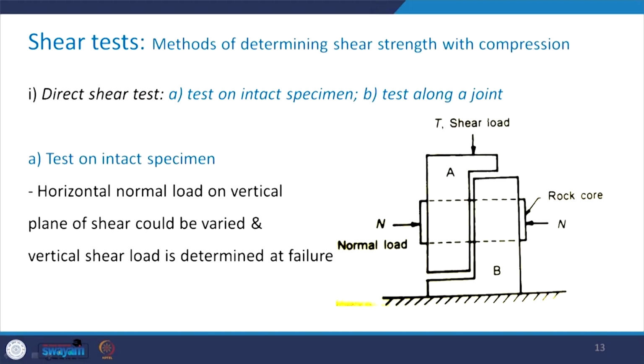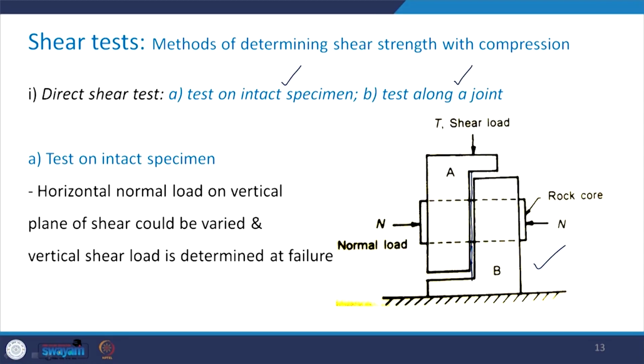Take a look, we have many methods in this. The first one is the direct shear test, and this test can be conducted either on the intact specimen, or along a joint. First we will take the first category, that is, the test on the intact specimen. You can see a line sketch here where the rock core has been mounted, and this is the shear plane. Along this plane the shearing is going to take place.